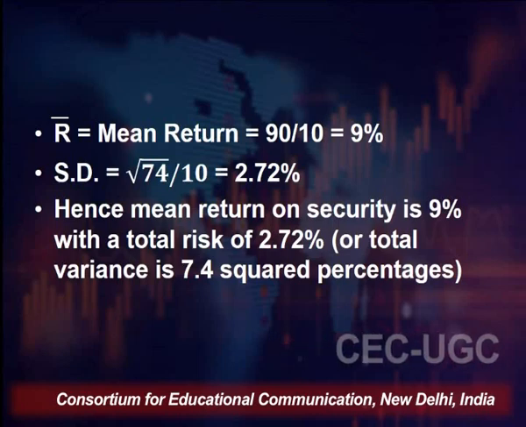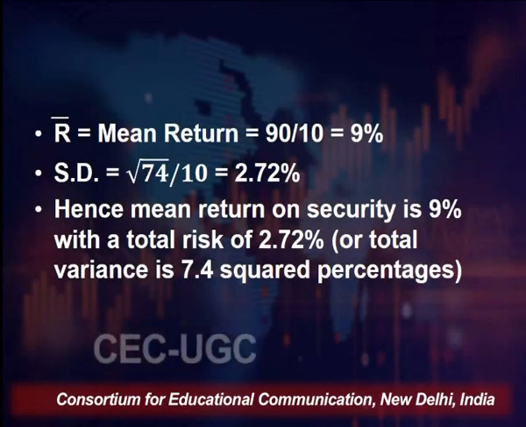And if I talk in terms of variance, simply the square of the standard deviation is called variance. So that is 2.72 multiplied by 2.72, that comes to be 7.4, which is called squared percentage. In this way, you can calculate the standard deviation, and as I said in the beginning, it is the most popular method of measuring risk, right? This is what we know as the method of measuring risk by way of standard deviation. The other is called variance.